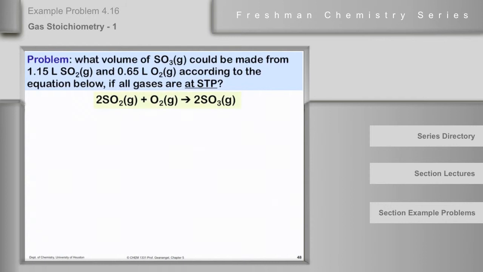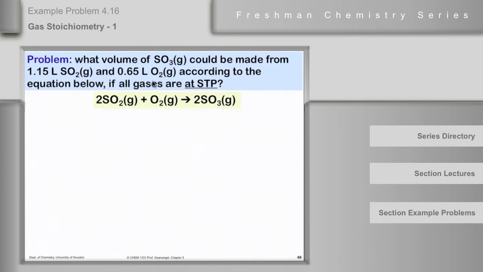Next one, what volume of SO3 could be made from 1.15 liters of SO2 and 0.65 liters of O2 according to the equation below, which is balanced, if all the gases are at STP? Okay, now notice we are given amounts of the two reactants here, but nowhere does it say they're in the right stoichiometric ratio. So that means we have to do one of your favorite things, right?